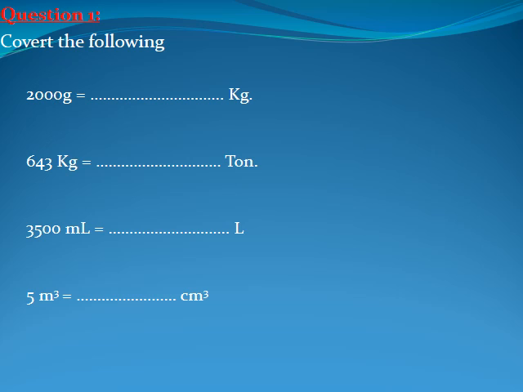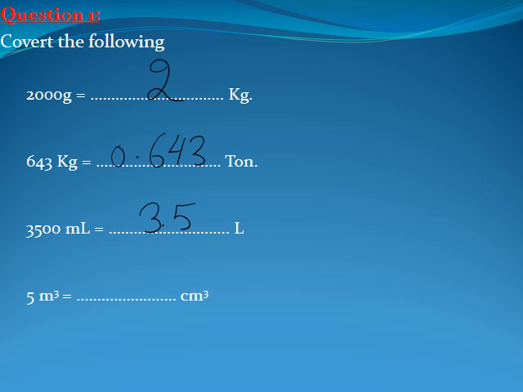So let's start with the first one. 2000 gram equal how much in kilogram? 2, it's divided by 1000, so it will be 2. Moving to Lean. 643 kilogram equal how much in ton? 643 divided by 1000 equals 0.643. Okay, excellent. 0.643 because it's divided by 1000. Moving to Tala. 3500 milliliter equal how much in liter? It's divided by 1000, it becomes 3.5 liters.